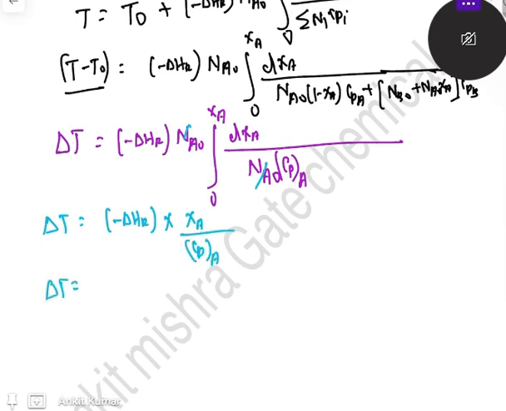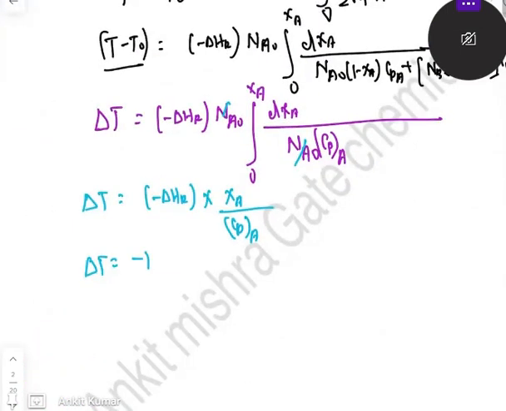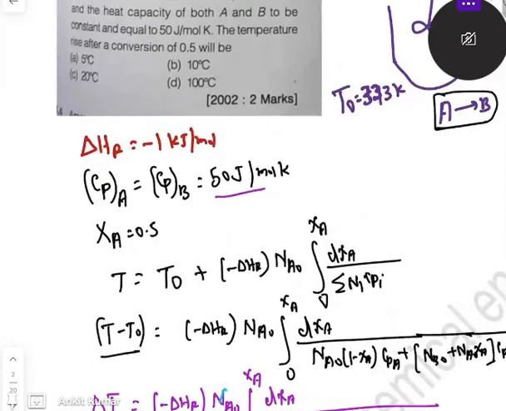So delta T can be written as, what is delta H of R? Minus 1 kilojoule per mole. So minus 1 and minus 1 plus into 10 to the power 3 joule per mole. Is that clear? Joule per mole. And Xa. Xa is 0.5, I think, right?